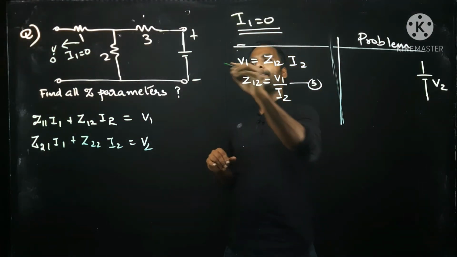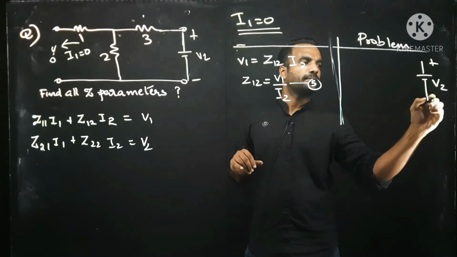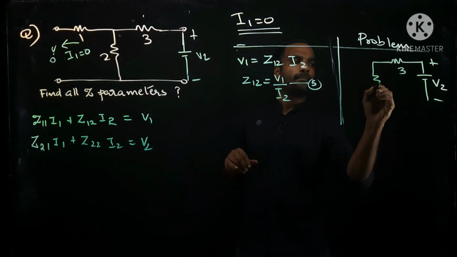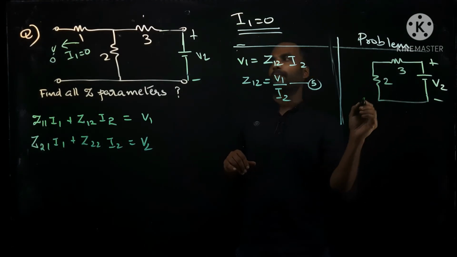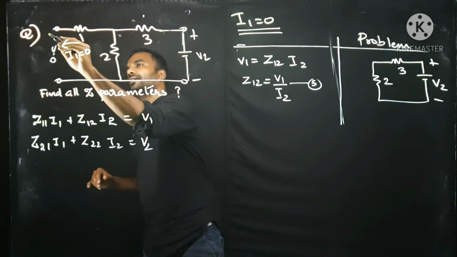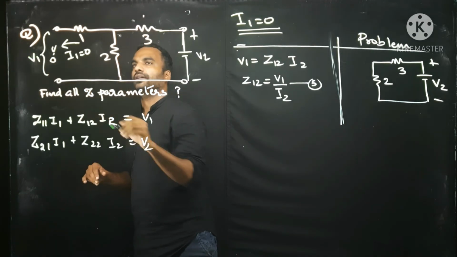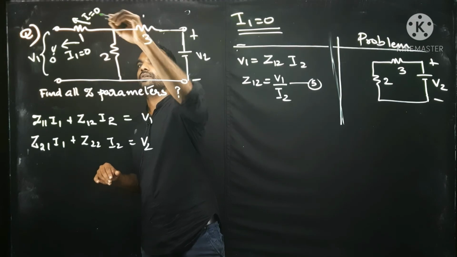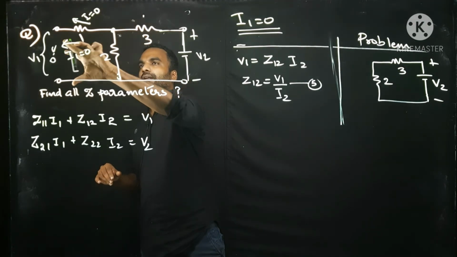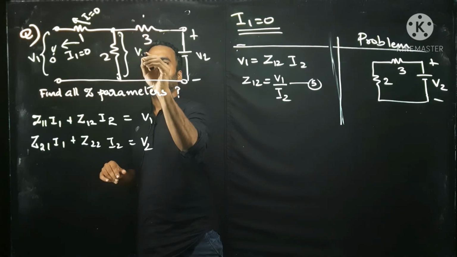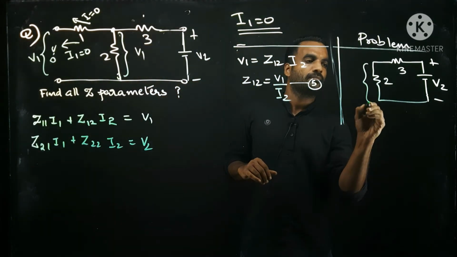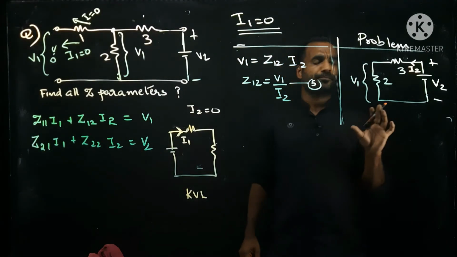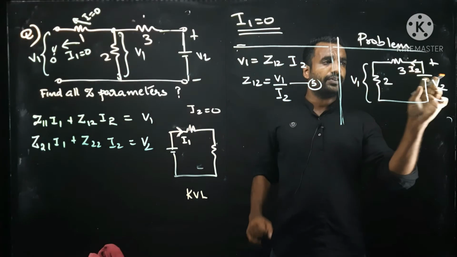So, if you are drawing an equivalent circuit, V2, plus minus, 3 ohm and 2 ohm. And where will be V1? This voltage will be V1. And as current in this resistor I1 is equal to 0, the same voltage will appear across this terminal. This is also V1. Now I am marking V1, V2 and I2.